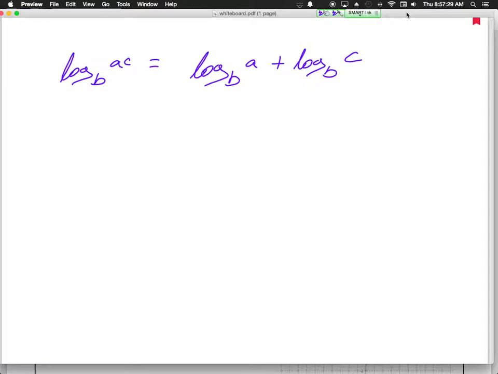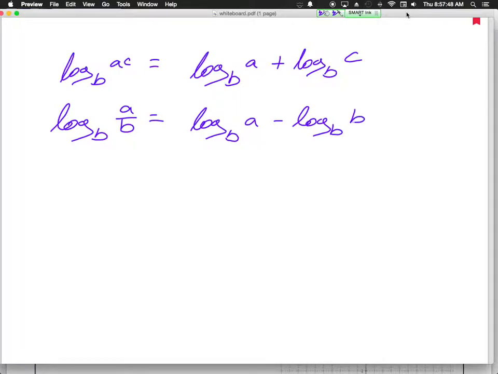The second property is related. So this time I have two things being divided inside of a log. What do you think happens here? Separate by subtraction. Good. So this will be log base B of A minus log base B of C. So that's the second property. Where do you get C? I don't know. This should have been C. Oh, okay. So that's the second property.